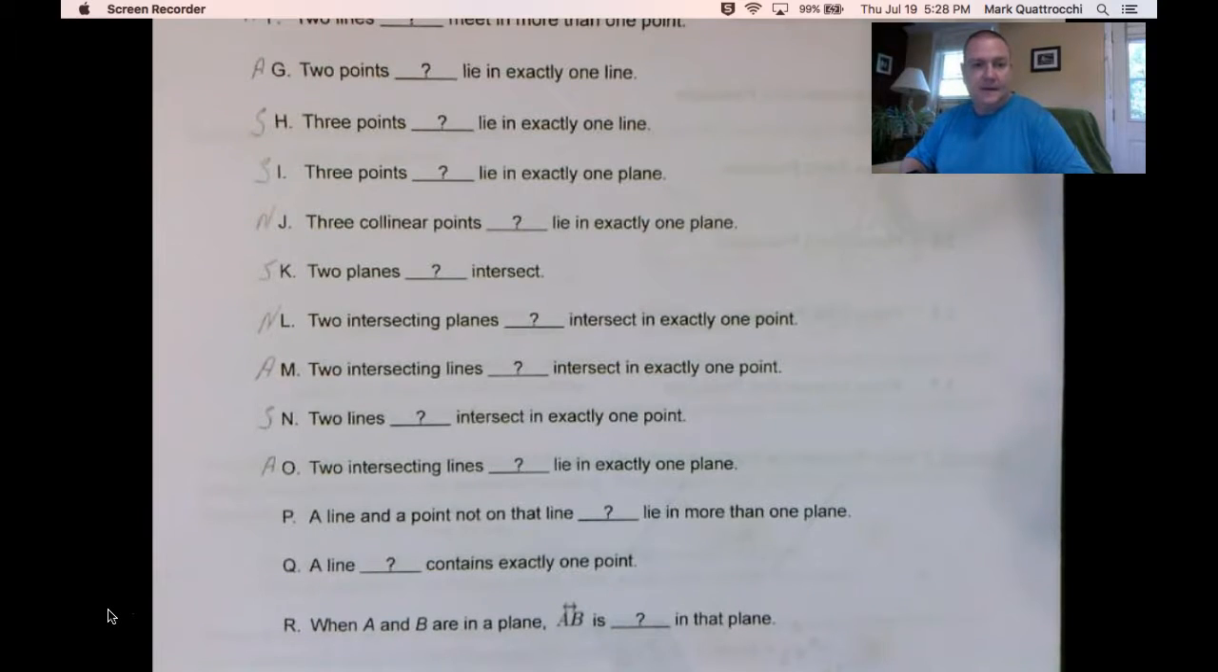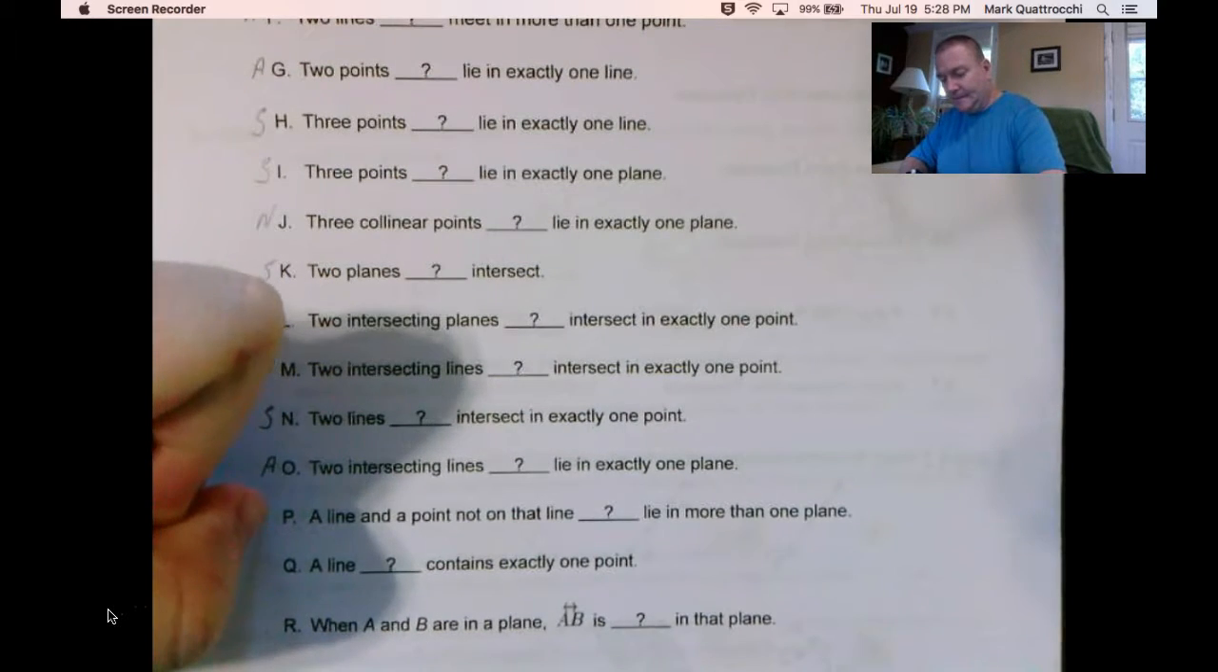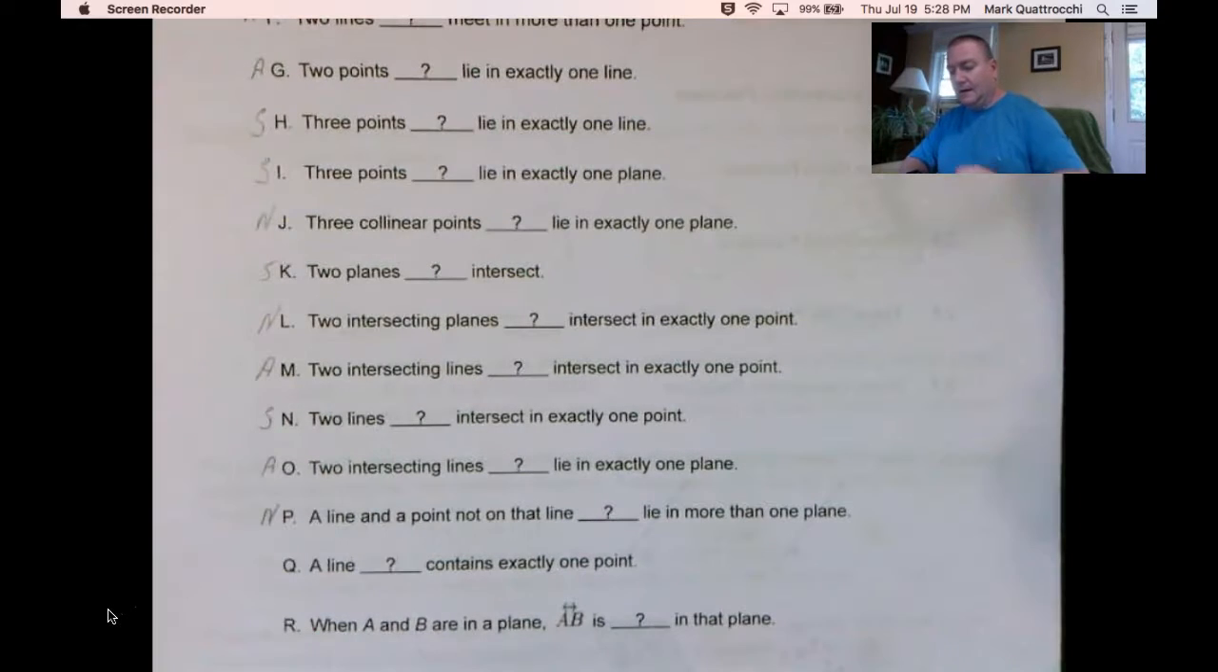Part P. A line and a point not on that line always, sometimes, or never lie in more than one plane. The answer is never lie in more than one plane. A line and a point not on that line are always coplanar, and this is again something that will be explored in example 10.